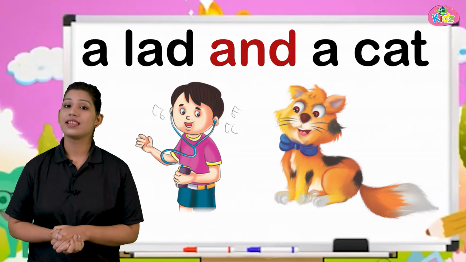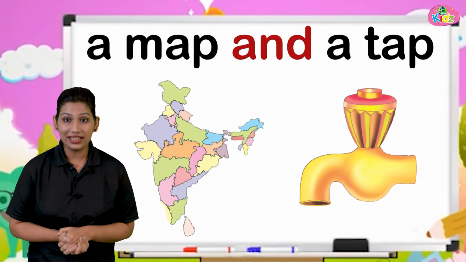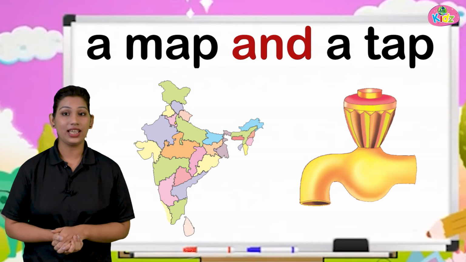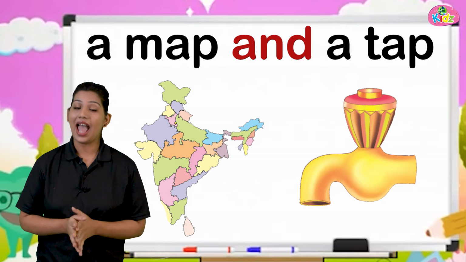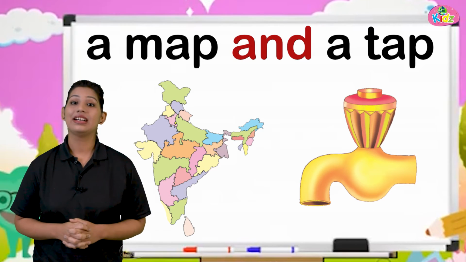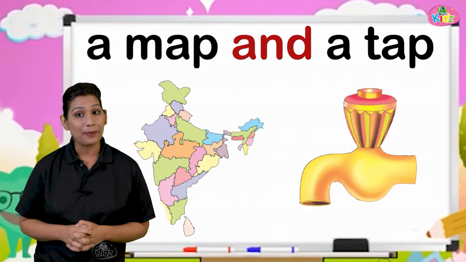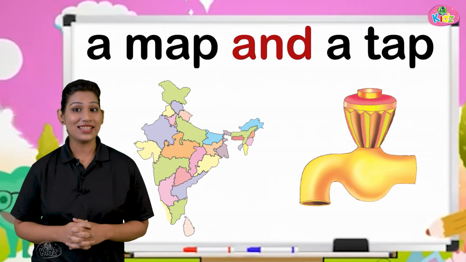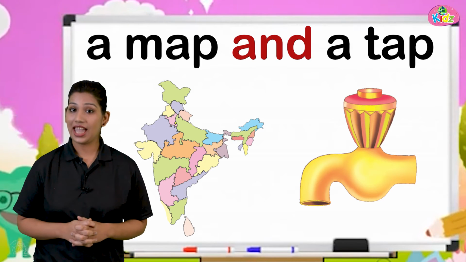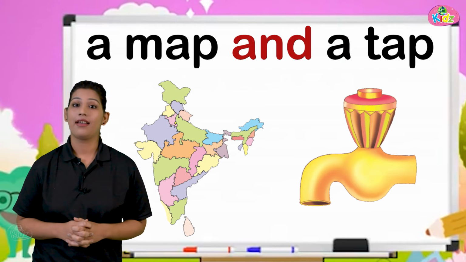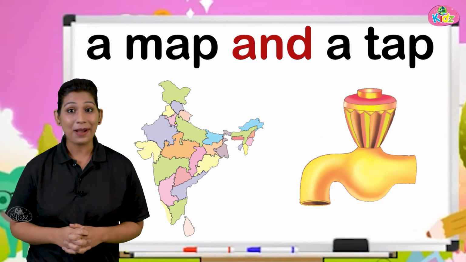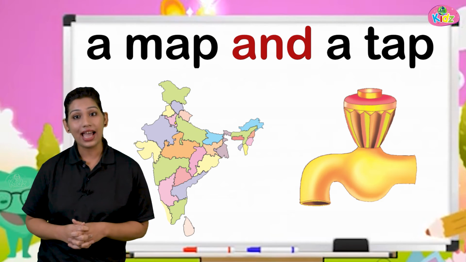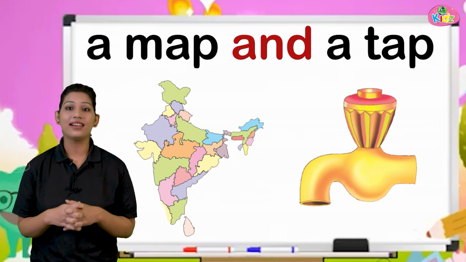Next we have two pictures. A map, a tap. एक मैप है और एक टैप है. अब इन दोनों को जब हमें साथ में बोलना है तो हम बोलेंगे a map and a tap. Students, here map and tap are rhyming words. Map और tap तो rhyming words हैं, है ना? Rhyming words वो होते हैं जिनका ending sound same होता है. Map और tap both are ending with ap sound. And also we understood the concept of and. We will say a map and a tap.